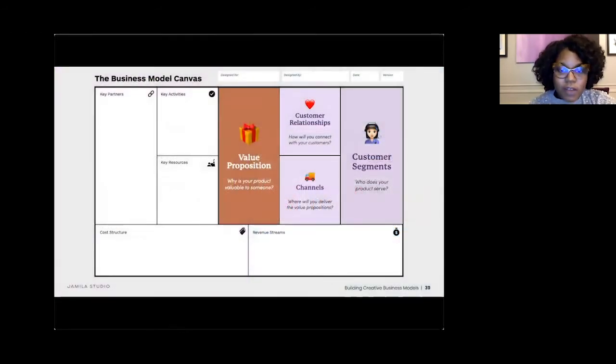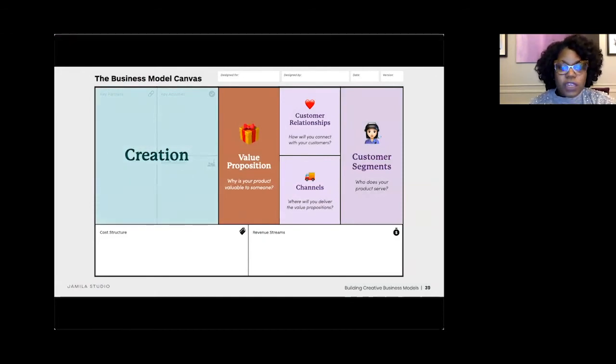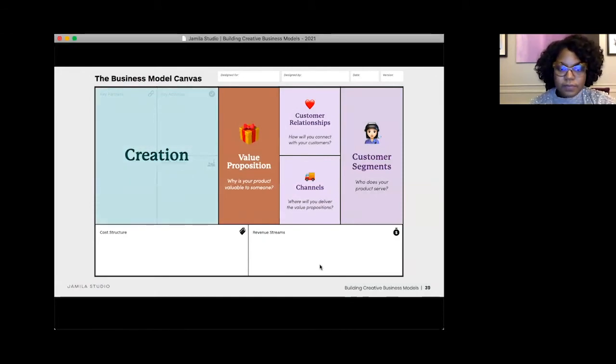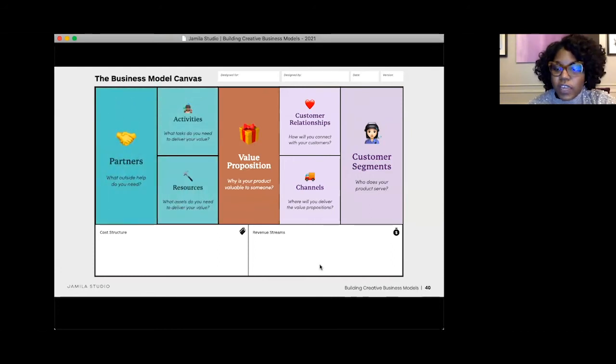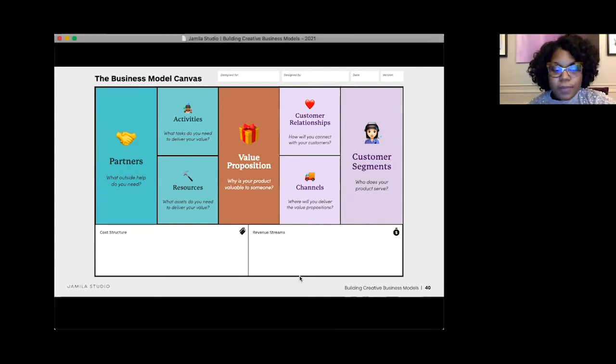Okay, so we talked about delivery. We're gonna get into creation. How do we make the thing? So the creation components are activities, what tasks do you need to deliver your value, and resources, what assets do you need to deliver your value? And then also your partners. What outside help do you need?